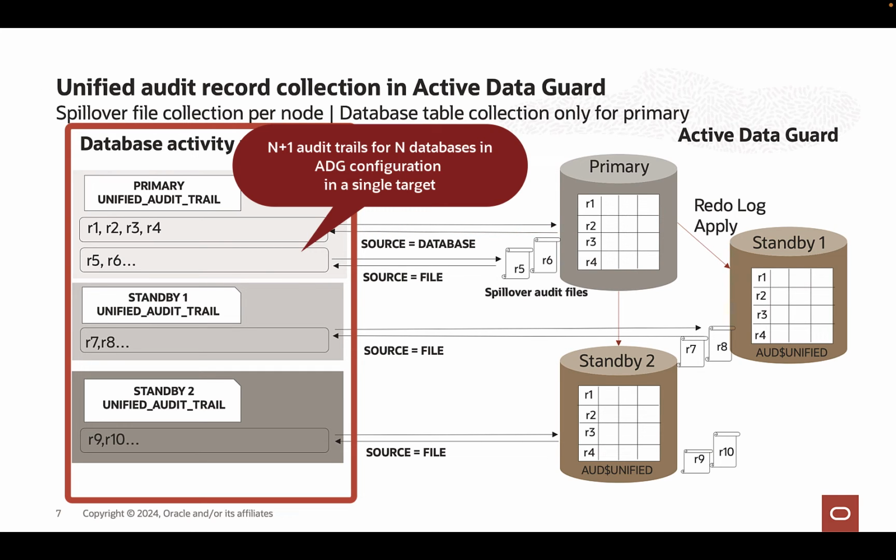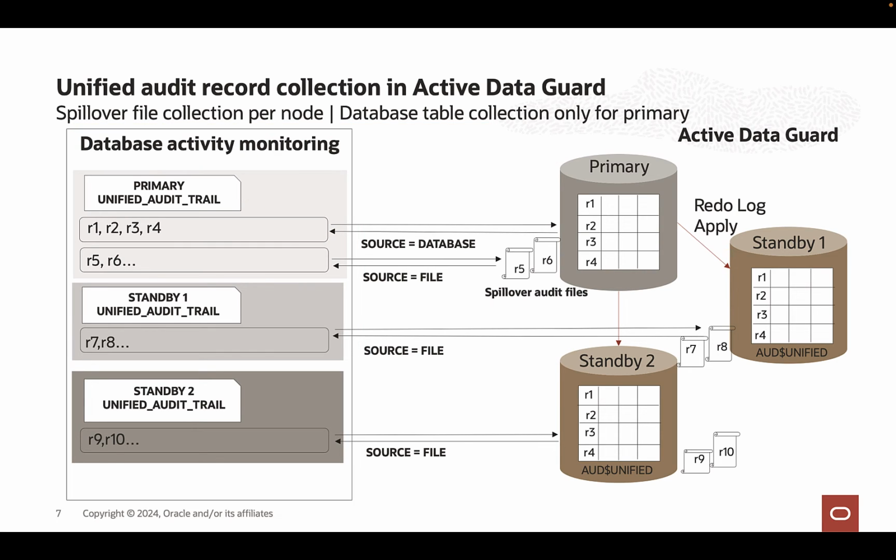So for an active data guard configuration with n databases, you will find n plus 1 unified audit trails, with n trails for collecting from spillover bin file locations for n databases, and 1 trail from the database table of the primary database. And as you see here, there are no duplicate audit records. Leveraging the source column value in the Unified Audit Trail view, DataSafe enables monitoring of the entire active data guard configuration with a single primary database and multiple standby databases as a single target with multiple Unified Audit Trails.